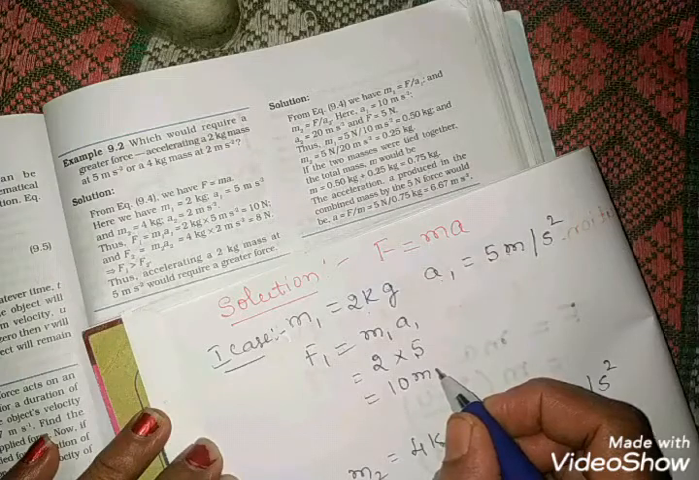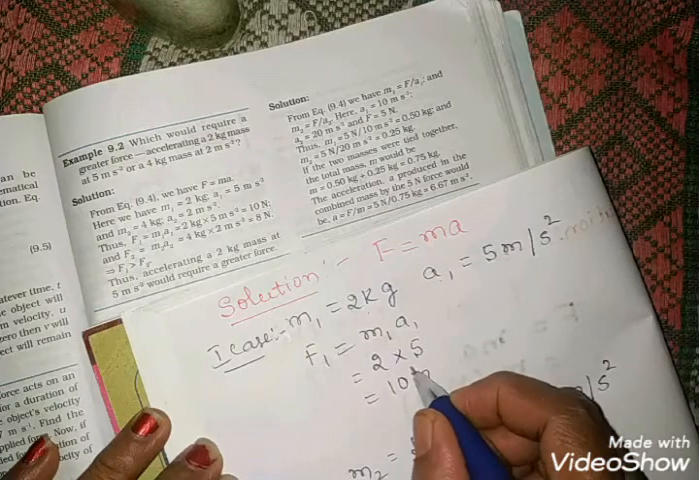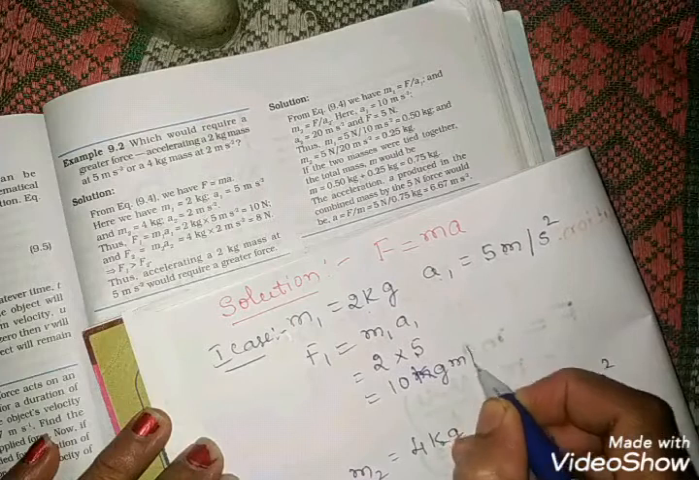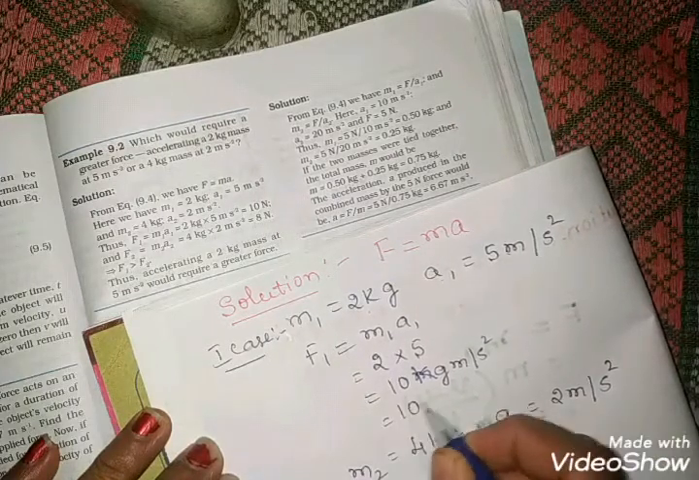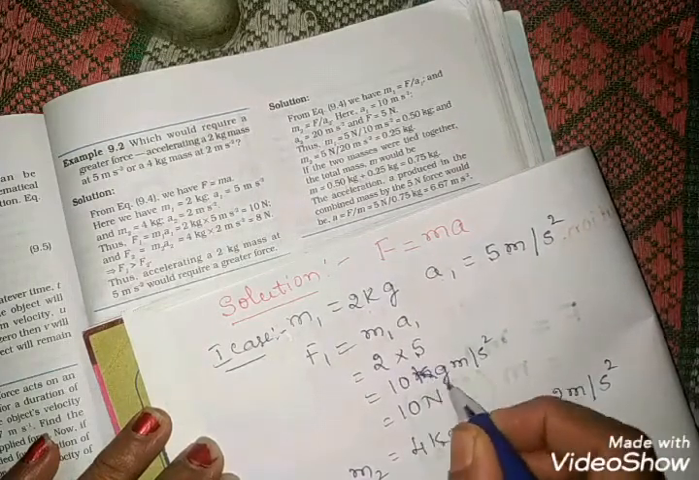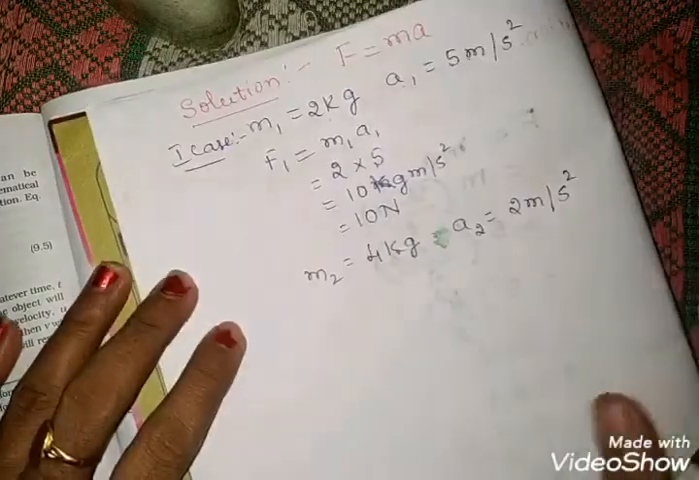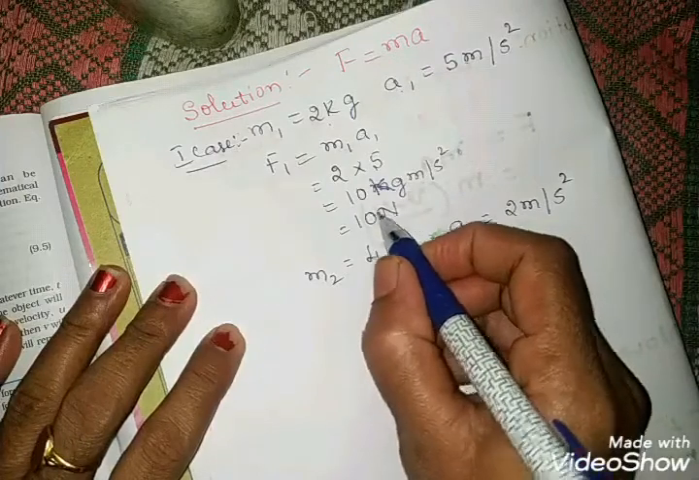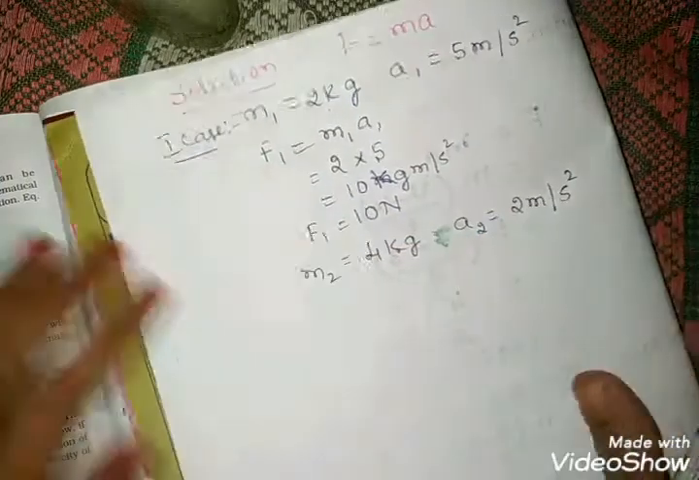What is the unit for force? Kg meter per second square. That means that is Newton. Kg meter per second square or 10 newtons. This is also we can use kg meter per second square or newtons. So F1 is equal to 10 newtons.